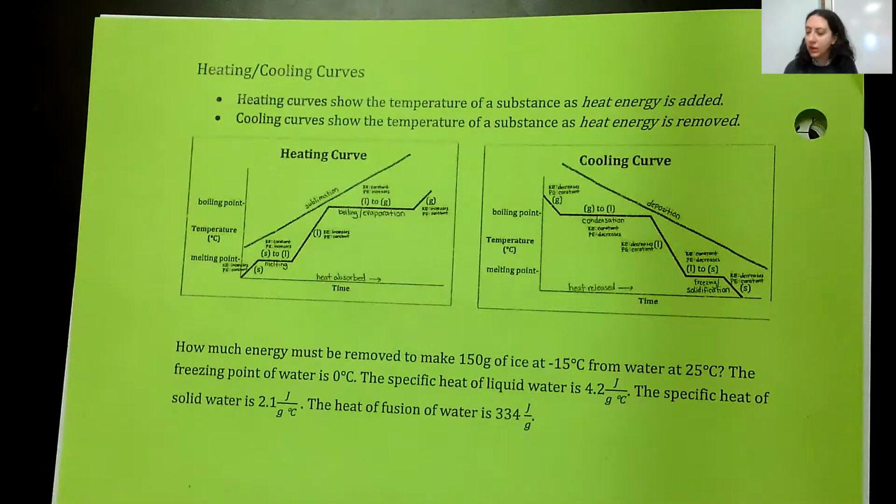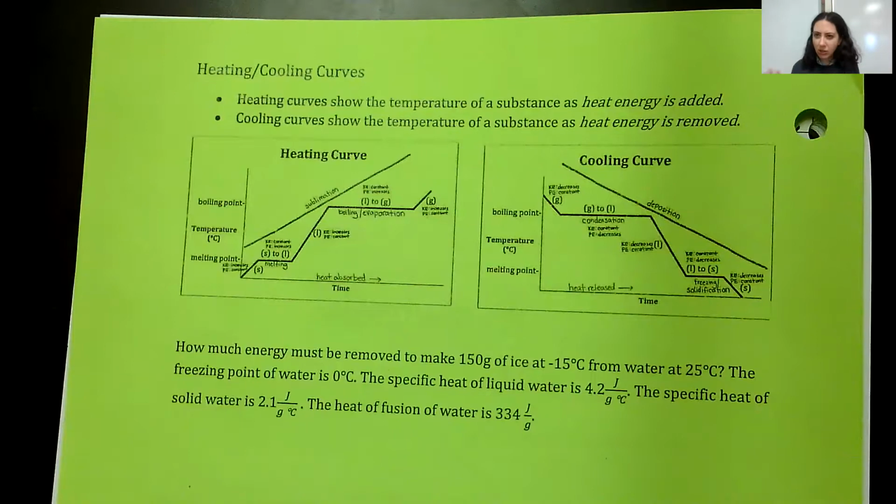Heating and cooling curves are these graphs that show the relationship between temperature as something is heated or cooled, so over time. A heating curve shows how the temperature of a substance changes as energy is added. A cooling curve shows the temperature, but as energy is removed. So they're really the exact same thing, just opposite, flipped of each other.